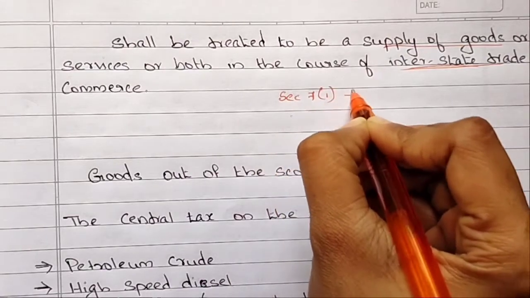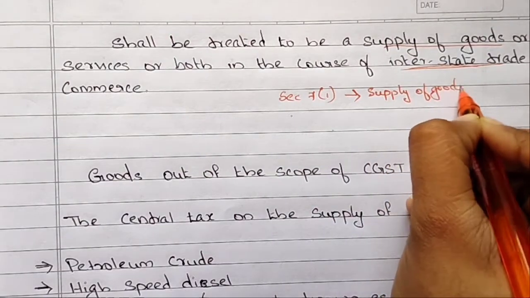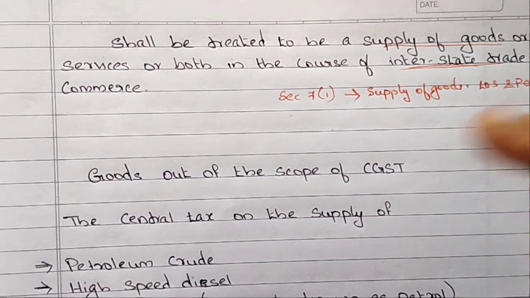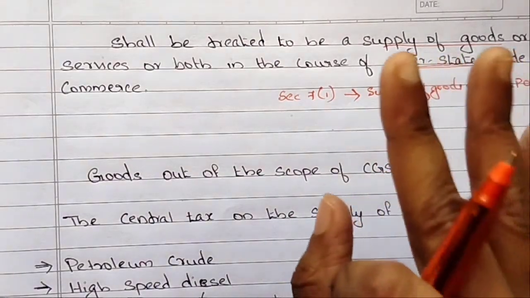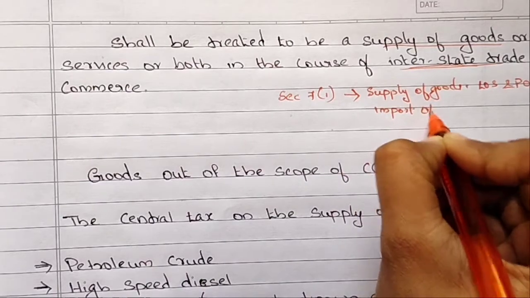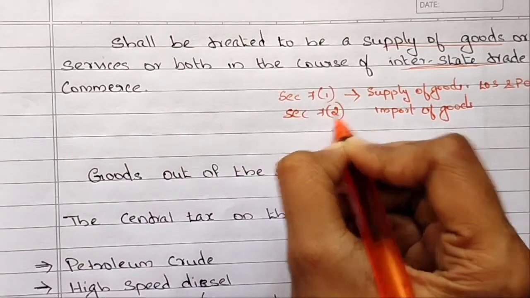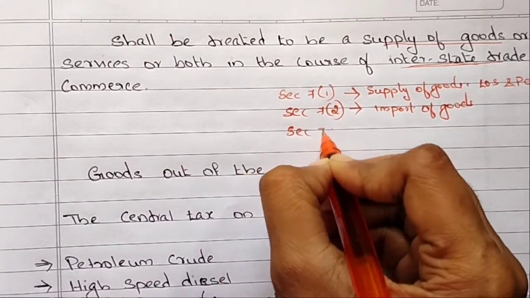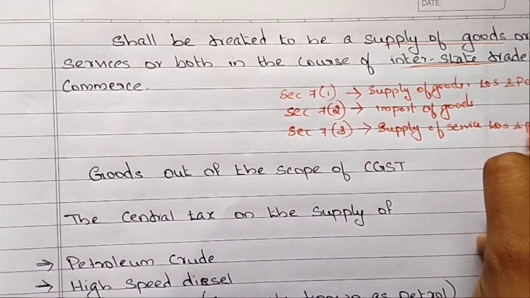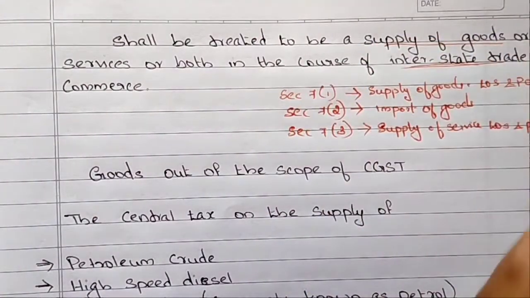So section 7 subsection 1: supply of goods where the location of the supplier and the place of supply is in two different states, two different union territories, or a state and a union territory. Then import of goods in section 7 subsection 2. Then under section 7 subsection 3 we have discussed the supply of services where the location of the supplier and the place of supply is in two different states, two different union territories, or a state and a union territory.